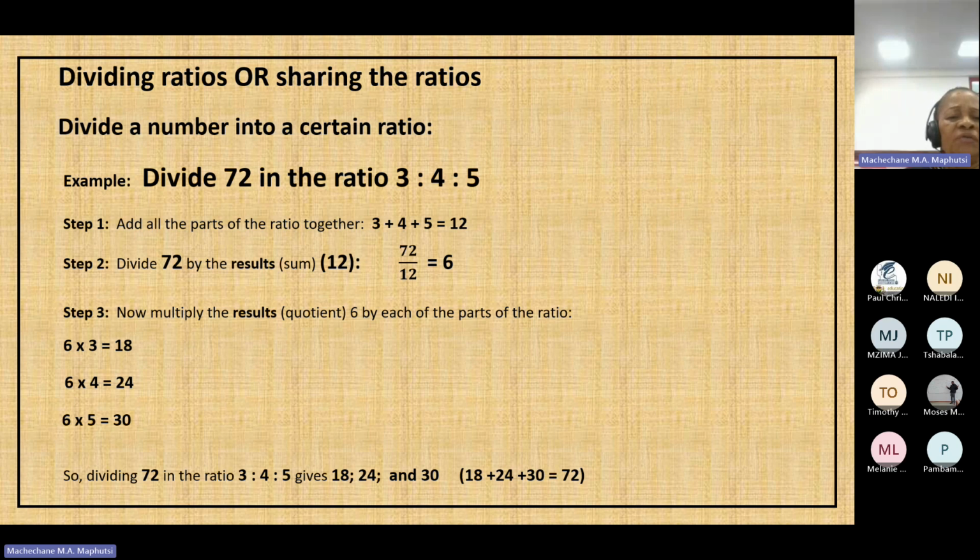And all in all, for you to be able to know that you divided into the correct ratio, you have to add all your numbers or all your quantities together. So in this case, 18 plus 24 plus 30 will give us 72.